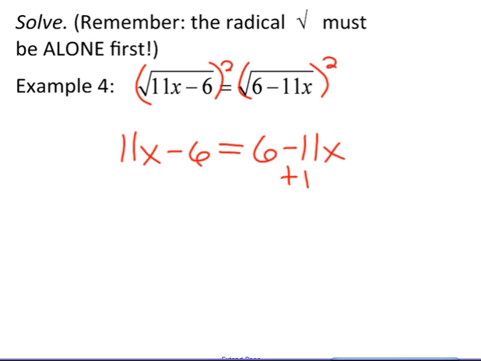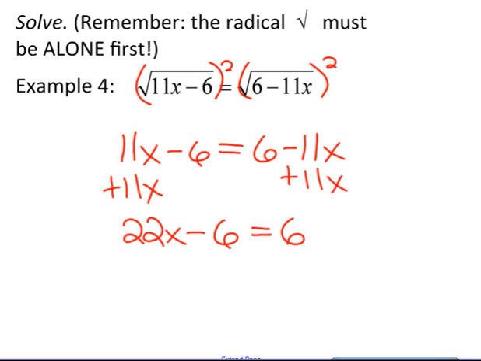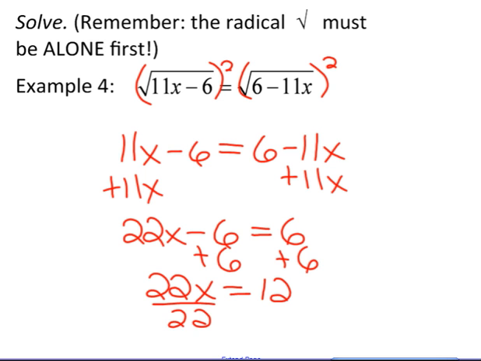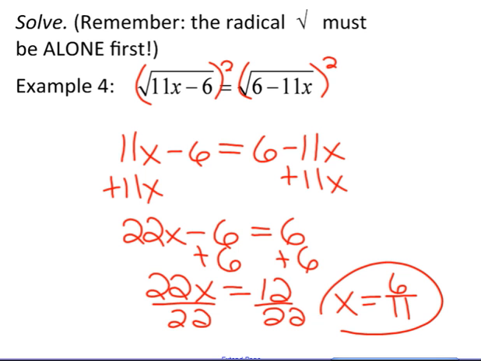I'm going to put the x's on the left, so let me add 11x to both sides. 22x minus 6 is equal to 6. Don't try and take a shortcut here. Add 6 to both sides. 22x is equal to 12. Divide by 22, and you get x equals, remember, I want this as a fraction. I want you to reduce the fraction. 2 goes into 12 6 times, and 2 goes into 22 11 times.